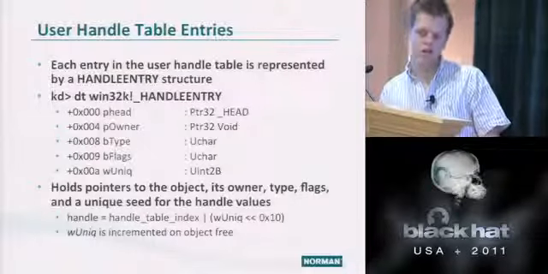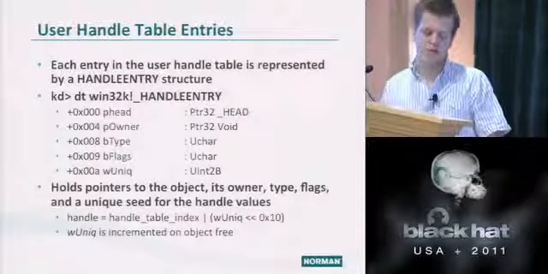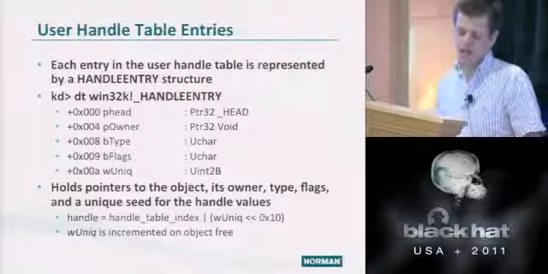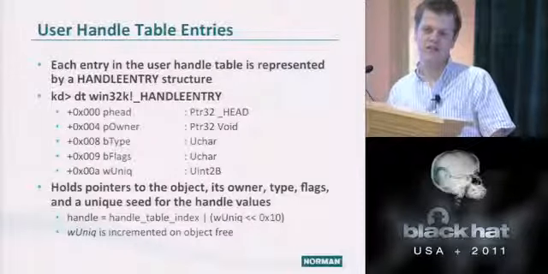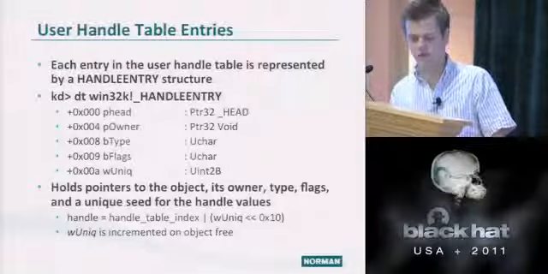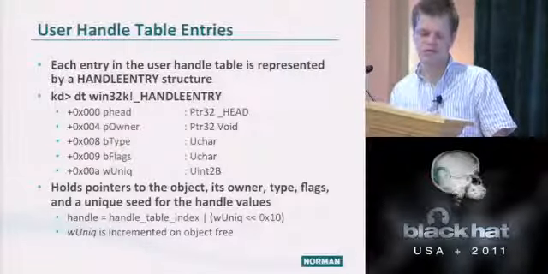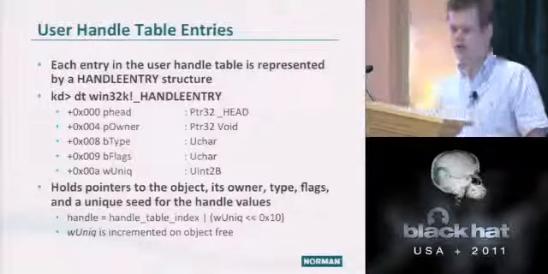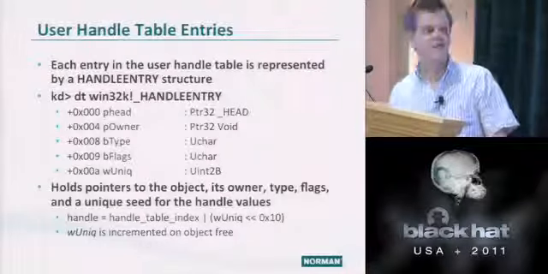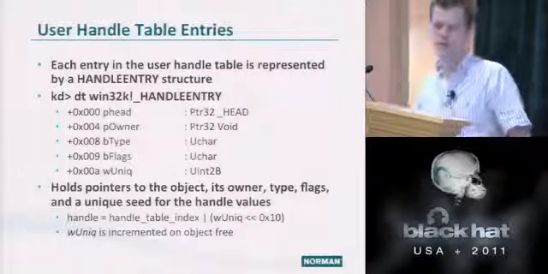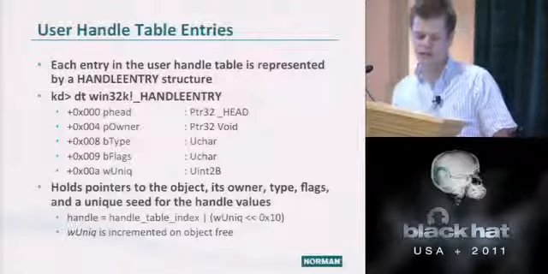So you have the pointer to the object itself. You have a pointer to the owner. And you have a type field that defines the type of the object. You have flags that define how the object is used, if it's being destroyed or similar. You also have a unique seed that they use to provide entropy to the handle value itself.